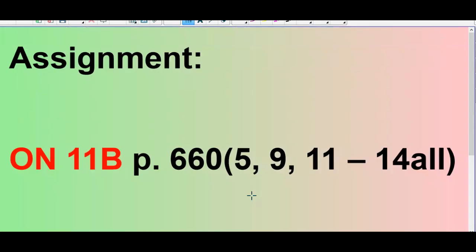All right, so the assignment on this is just to do a few little questions, and a couple of them are calculator practice, and this 11 through 14 is just a quick 4 matching questions. And that is on the bottom of 11B.